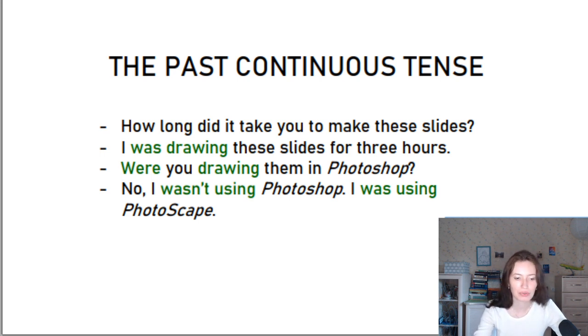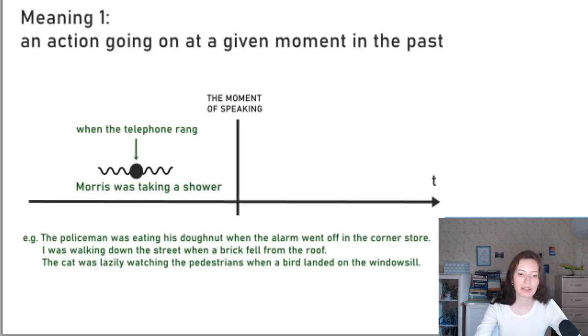And now we move on to the first meaning. And the first meaning of the present continuous, of the past continuous, I'm sorry. The first meaning of the past continuous is correspondent to the first meaning of the present continuous, because it's an action going on at a given moment, but in the past. So here on the timeline, you can see that there is a sentence which is a complex sentence. It has one action which is a single action, and this single action is the countdown point for the process at the moment which we indicated.